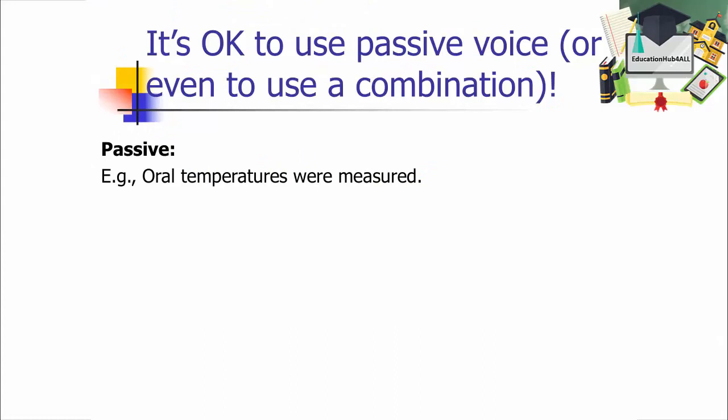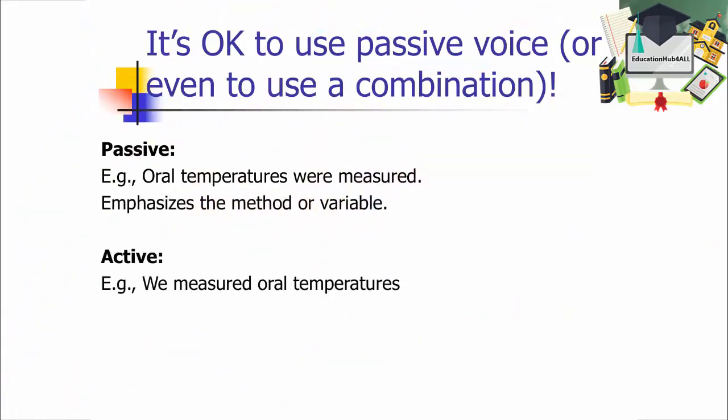One is that the passive voice emphasizes what was measured, what was done, rather than who did it. And arguably, what was done is more important than who did it. For example, "oral temperatures were measured." That's in the passive voice. That emphasizes the oral temperatures as opposed to the researcher who is taking the temperatures. The active voice here would be "we measured oral temperatures," and that's okay.